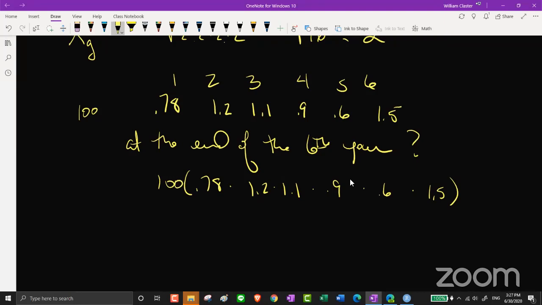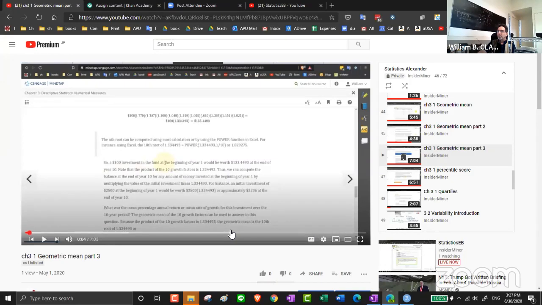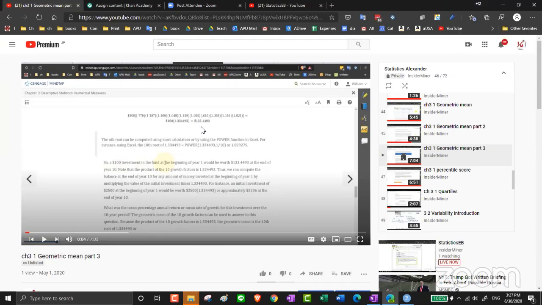Okay. Yes. And in the last example, we had 10 years. What did it look like? Here, you can see it up here, right? So it's like 100, and then you do all of those, and you end up with 133. Does everyone see that? Yes. Okay, so let's write that down.